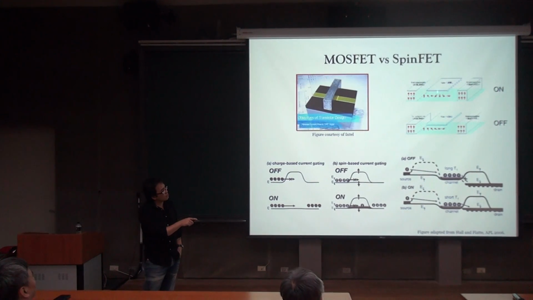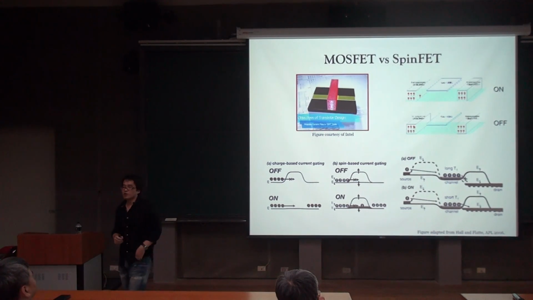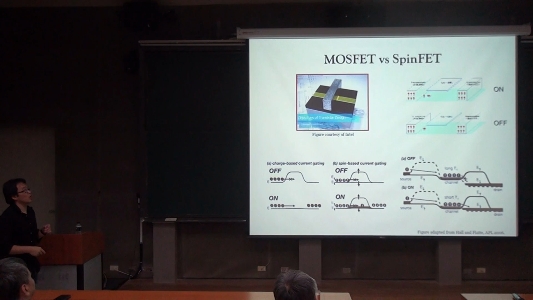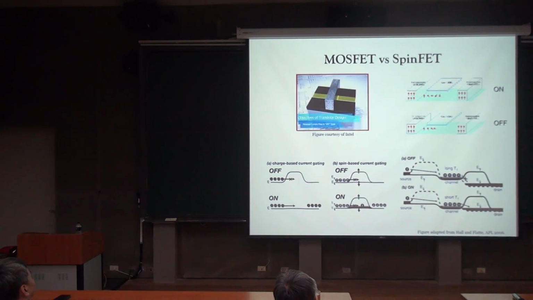So you can quickly switch the gate voltage. If you have the gate voltage, you can control the rotation angle. You can quickly change the on and off, and the rate could be as high as the terahertz.